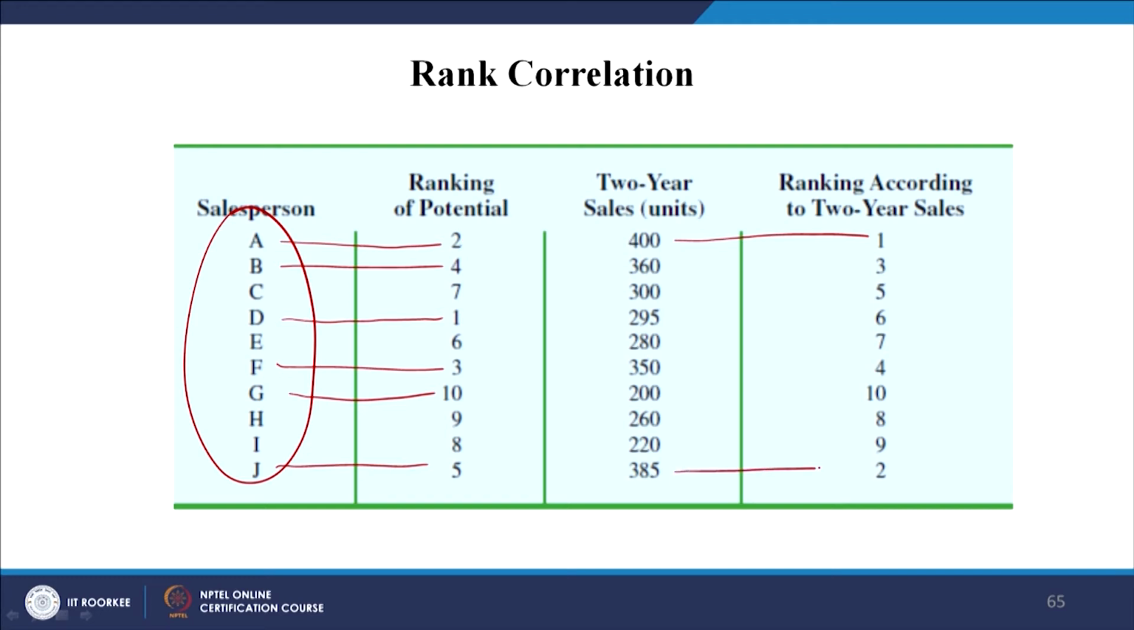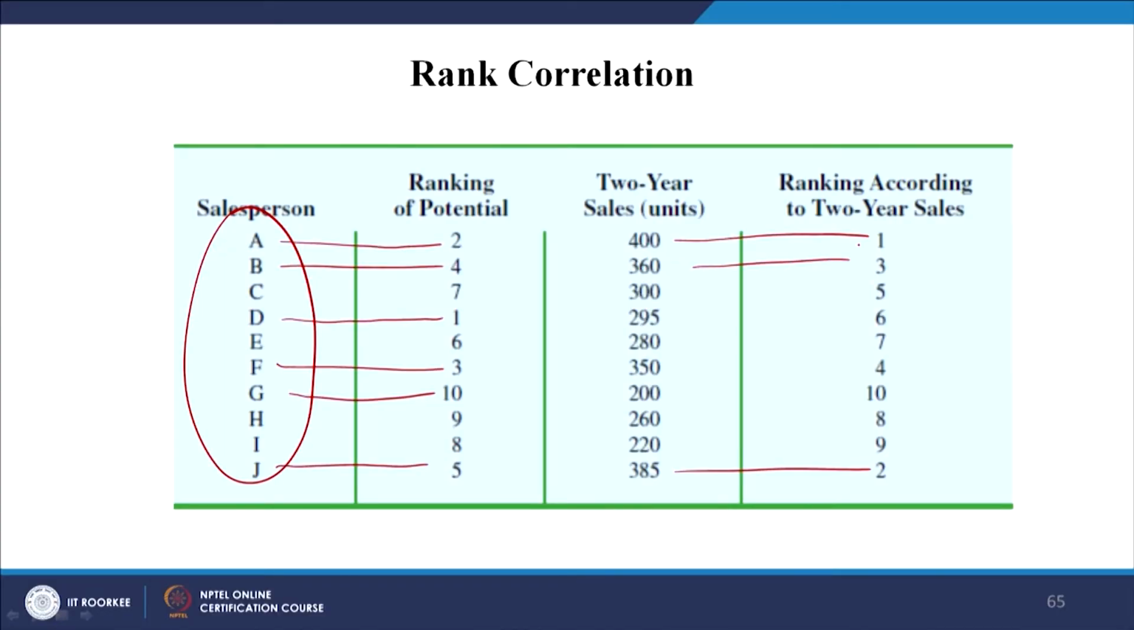The second rank has been given to J, who had earlier got, as per potential, the fifth rank. This also tells you whether the recruiters were correct in their thinking process when they recruited the salesperson. The third was B, who had got a 4th rank. So it goes on. Now, who is the 10th? The 10th is the person who was earlier also 10th in terms of potential.